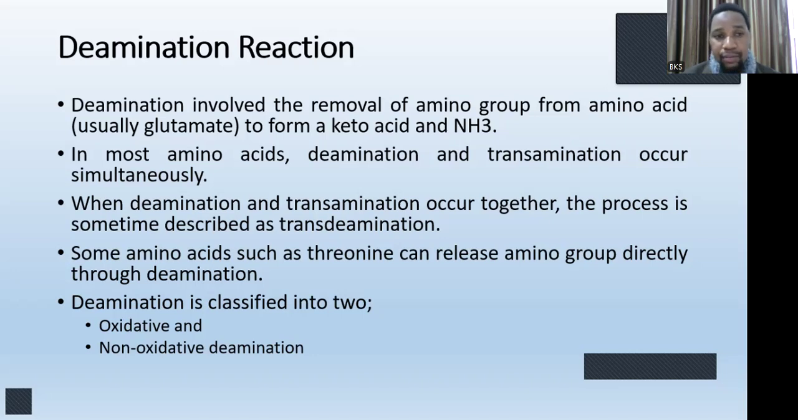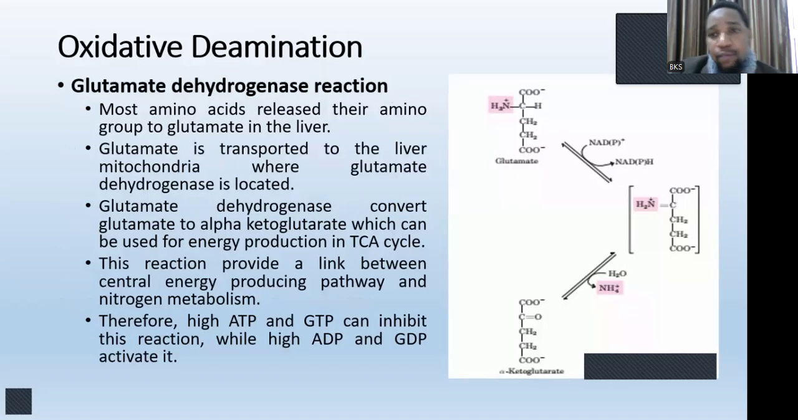Deamination reactions are classified into two: oxidative and non-oxidative deamination. It is called oxidative deamination when the process of removal of the amino group involves an oxidation reaction. When it does not involve an oxidation reaction, it's called non-oxidative deamination. We'll see examples of oxidative deamination, at least two or three enzymes, then we'll also see examples of non-oxidative deamination, in some of these amino acids that undergo it.